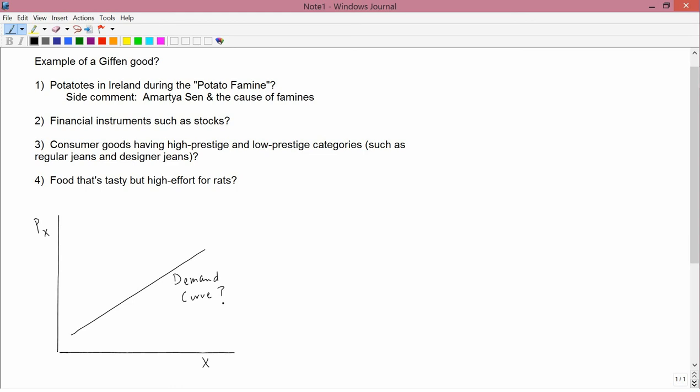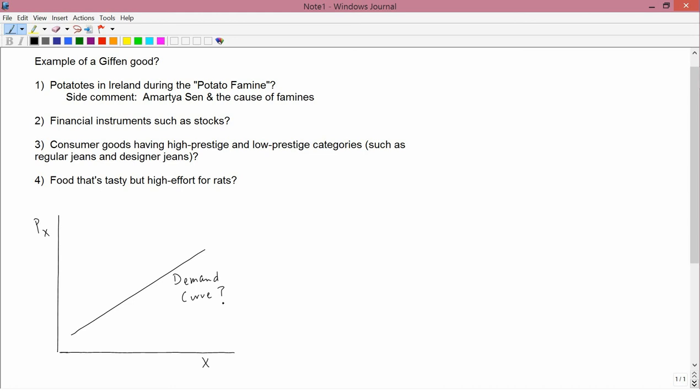How about consumer goods that have high prestige and low prestige categories, such as regular jeans and designer jeans? This is my third point on the screen. The idea being that if the price of jean goes up, so it's a designer jean, so it's more expensive, then people will decide they want to buy it more. It's a more attractive item.